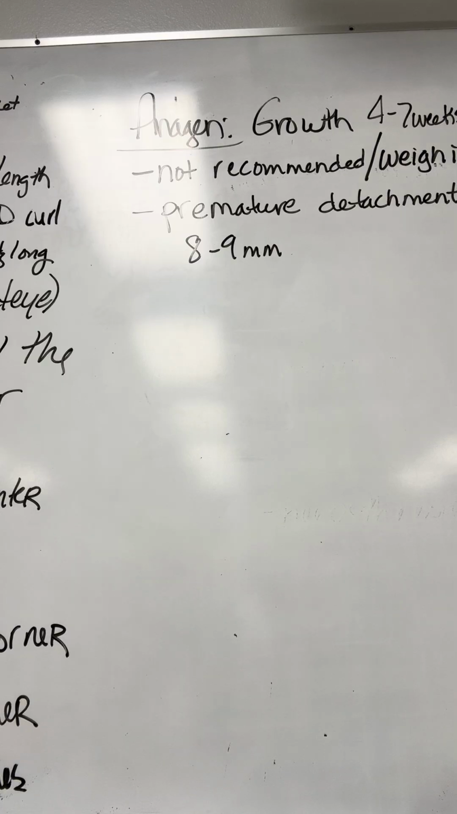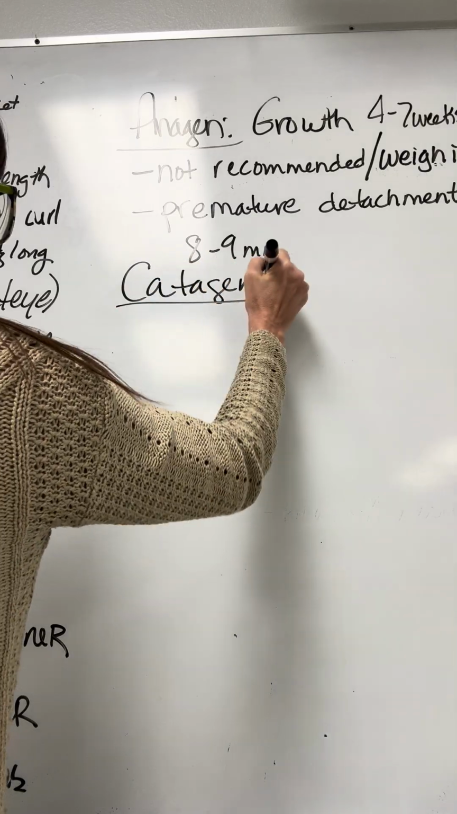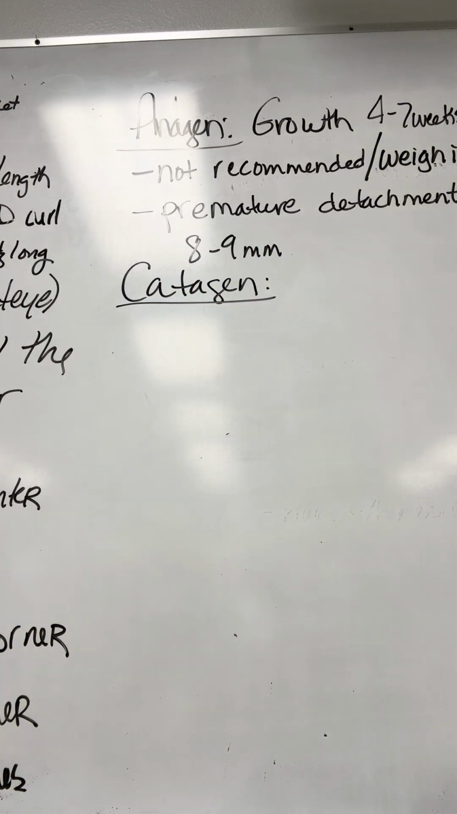So then we move on to the catagen phase. In the catagen phase, you can really see that the hair is there. It's not as long as it is in the telogen phase, but it is there. You can see it. It's a little more pronounced. It's probably about halfway to the telogen stage. Telogen stage is the full-grown length of a lash, so your catagen stage really meets about halfway. It is the transitional stage of hair growth between anagen and telogen, and lasts about 2 to 3 weeks.